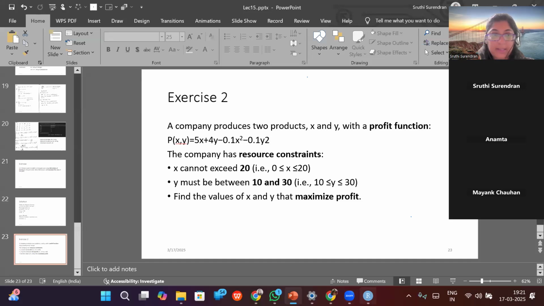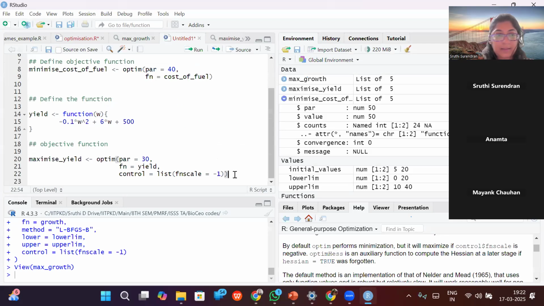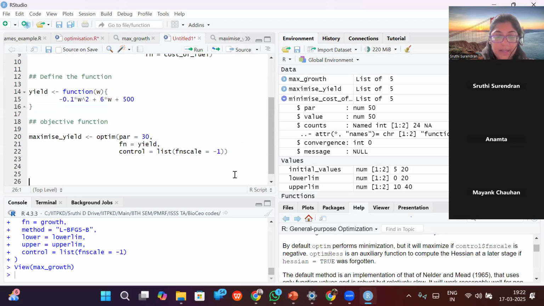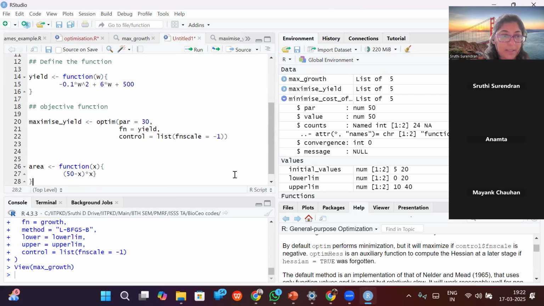Now let us do the same thing in R. We are defining the function area, that is a function of x, and that function is defined by 50 minus x into x. This is the function.